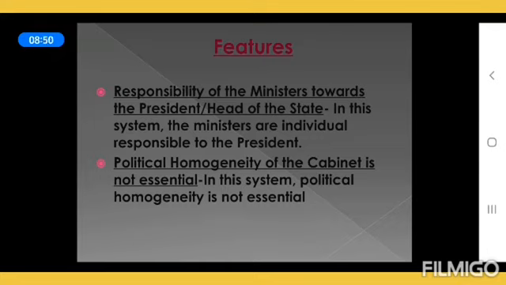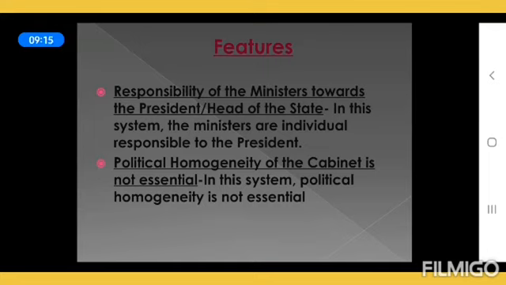Okay, so that is why they are individually responsible. So who can remove them at his will? They can get removed by the president, with or without assigning any reason. So the minister always acts in accordance with the decisions and directives of the president, who is the real executive head or the boss.